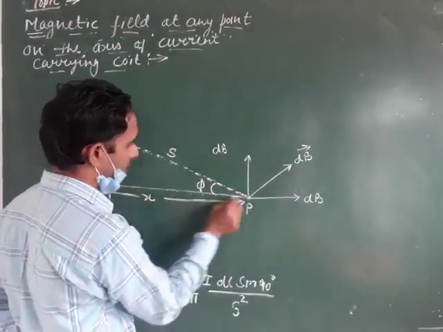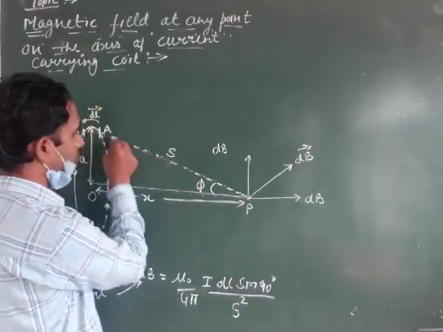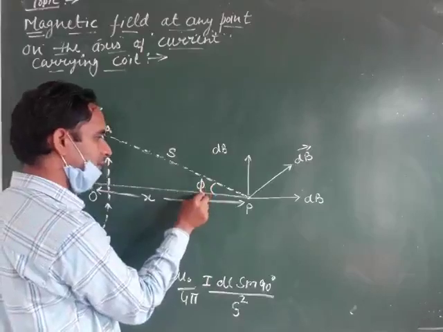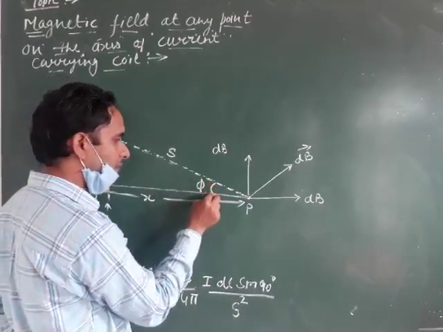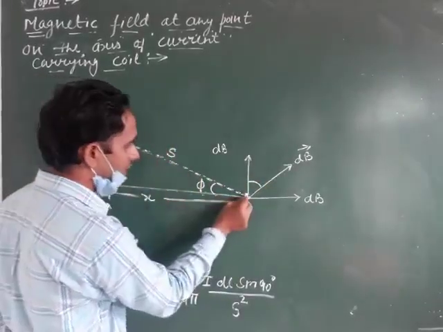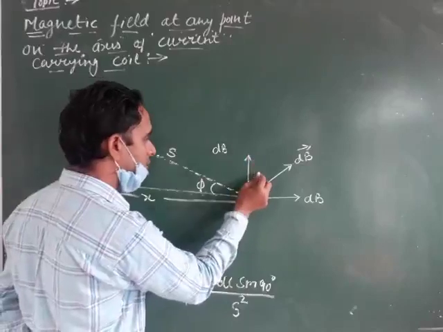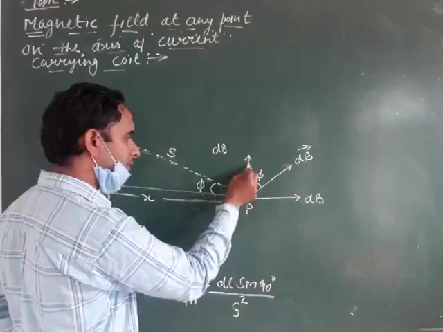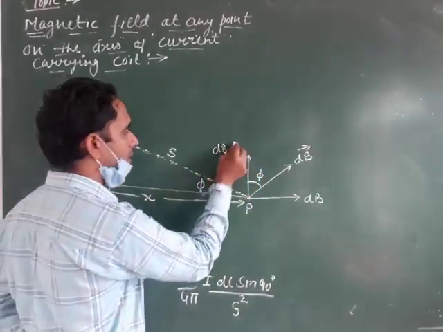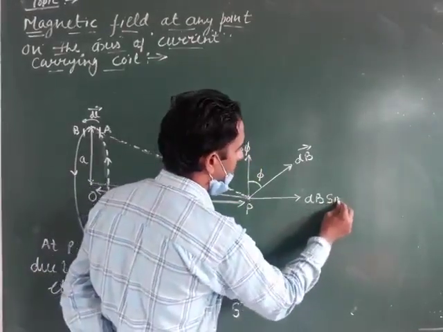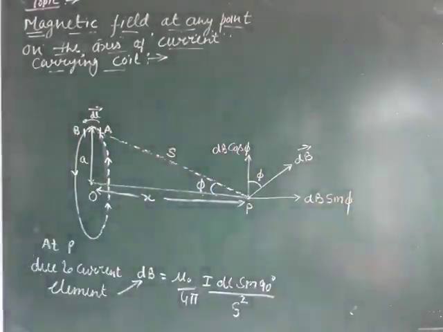So on this line this is perpendicular, and on this line this is perpendicular. And the angle between these two lines is phi. If the angle between these two lines is phi, then the angle between these two perpendiculars is also the same. So the resultant magnetic field always makes an angle with the horizontal. So it will become dB cos phi, and here it will become dB sin phi. Understood this? Okay, now see here.